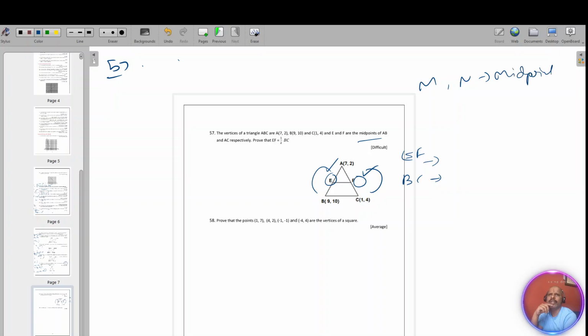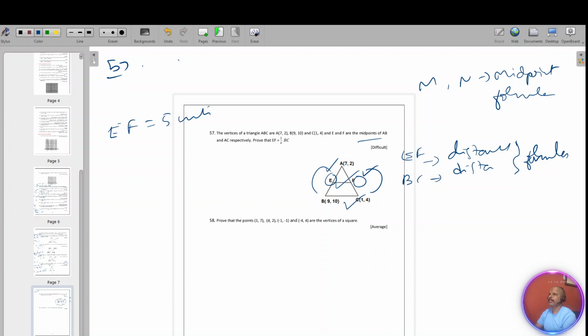Midpoint formula, just now we solved it. EF distance formula you apply. Okay, distance formula. Once you apply, get the EF value, get the BC value, and show that it is like this. So basically, I have solved it. I'll give the values. What you get is, let's see, EF is equal to 5 units. You get BC is equal to 10 units once you solve it.